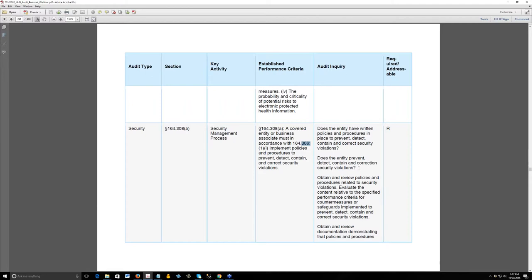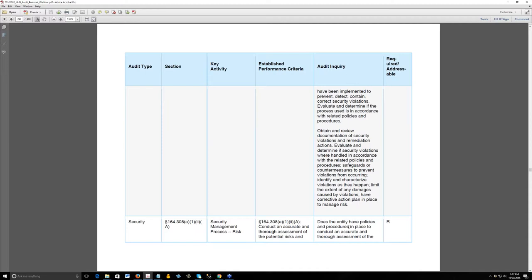Well, if you're not monitoring, right, if you're not reporting incidents, then you probably can't produce any evidence here because you're not tracking anything. Obtain and review policies and procedures related to security violations. Evaluate content of obtaining review. Let's see. Right. So that's at the highest level.